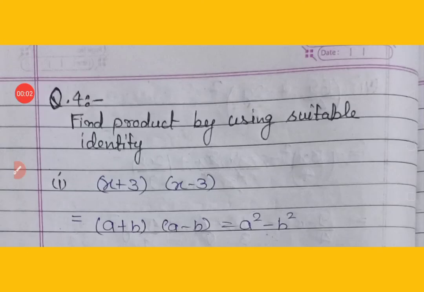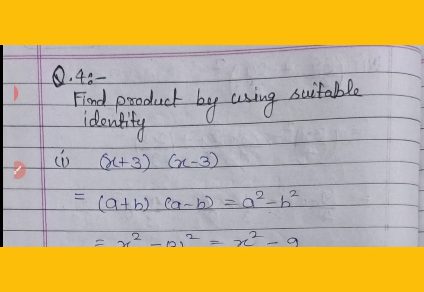Students, today we will study some questions of R.S. Agrawal book, chapter number 6, Operation on Algebraic Expression, exercise 6D. As we have studied some questions in the previous video, and I have explained the formulas, or you can say the algebraic identities, now we will continue.